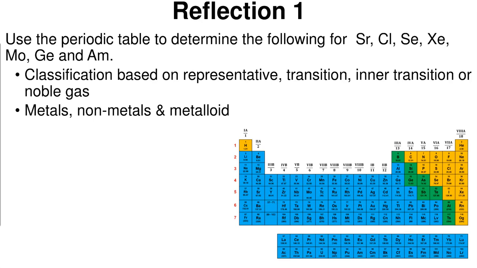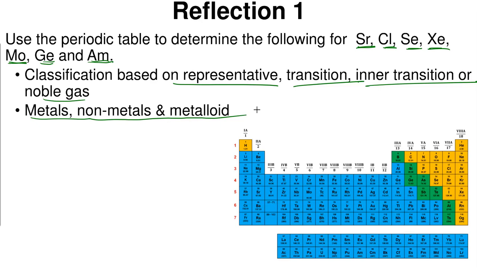It says, use the periodic table to determine the following for Sr, Cl, Se, Xe, Mo, Ge, and Am. This is strontium, chlorine, selenium, xenon, molybdenum, germanium, and americium. So we're going to classify them based on representative, transition, inner transition, or noble gas, and then as metals, non-metals, or metalloids. So let's start that.